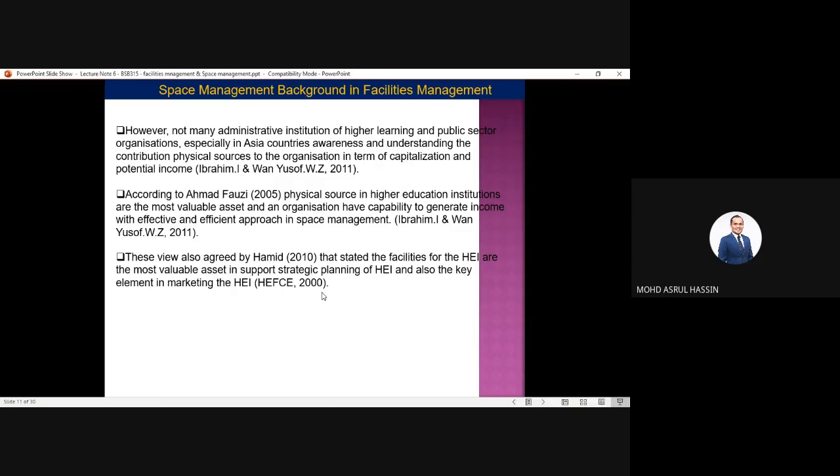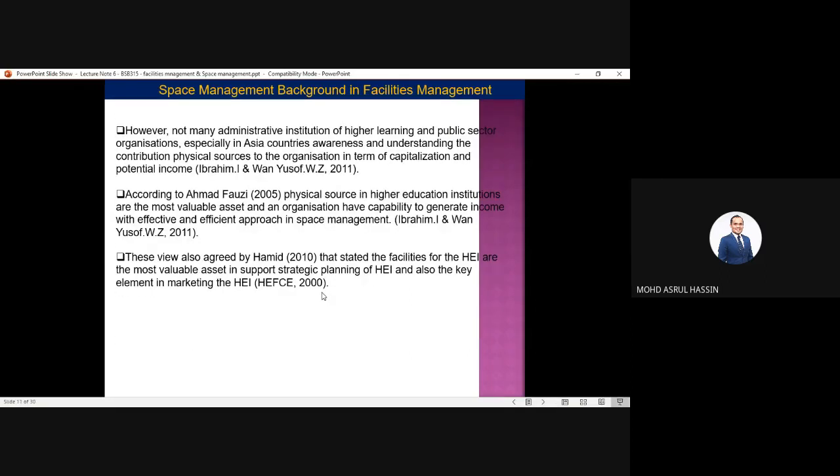The most valuable asset of an organization is the capability to generate income with an effective and efficient approach in space management. That's what we're talking about. Okay, and this will also support strategic planning, so it is important to have strategic planning.